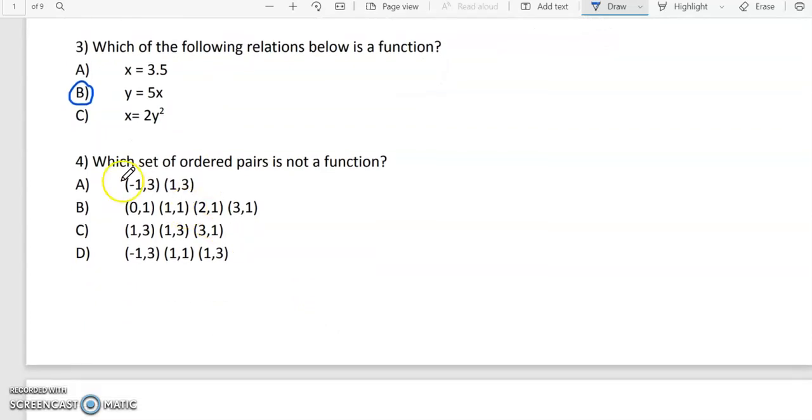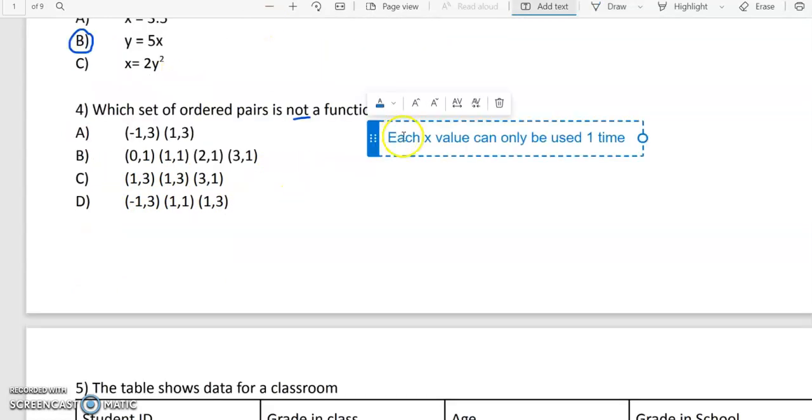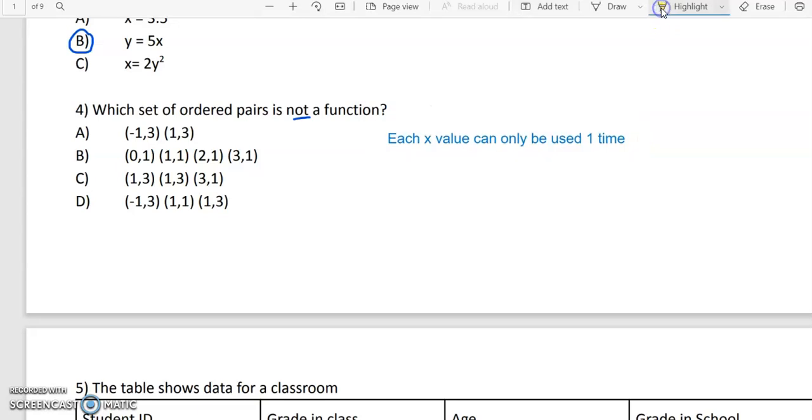Number 4, it says, which set of ordered pairs is not a function? All right, if you want to write this down, for the ordered pairs to represent a function, then each x value can only be used one time. So let's go ahead and see which one of these is used more than once. So I have -1 and I have 1. So I have the x value -1 and 1. So A is going to represent a function.